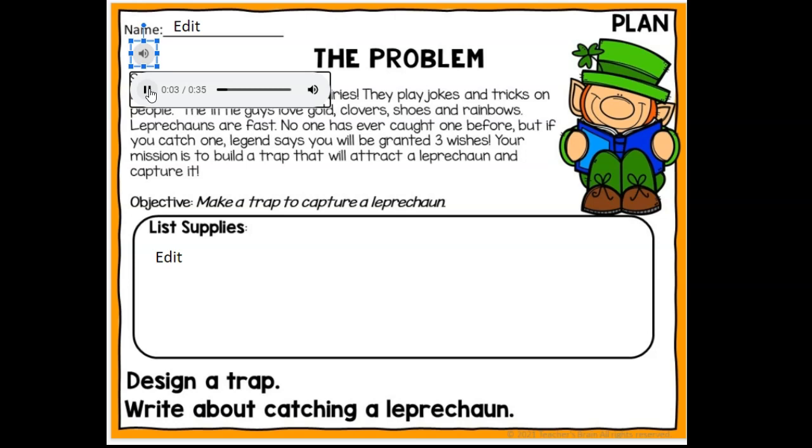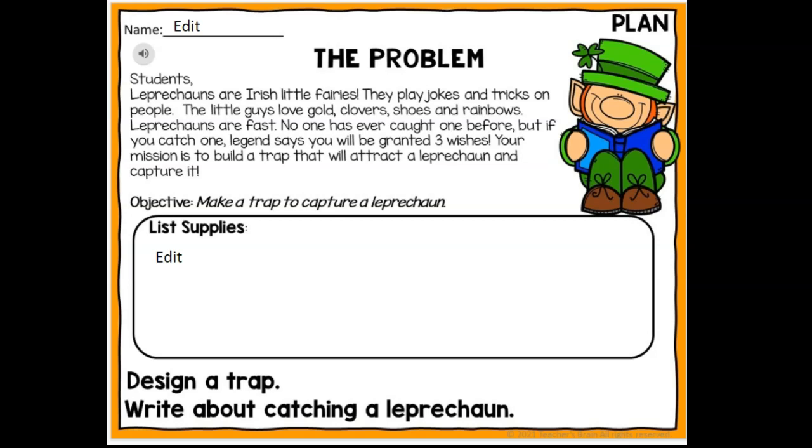Students, leprechauns are Irish little fairies. They play jokes and tricks on people. They can either listen to the audio or they can just read it, or they can do both at the same time. Their objective is to make a trap to capture a leprechaun. Here they're going to go and look at pages 14 through 17.